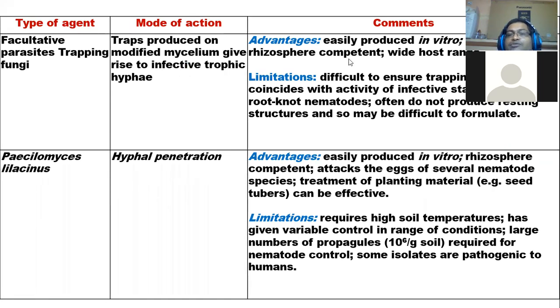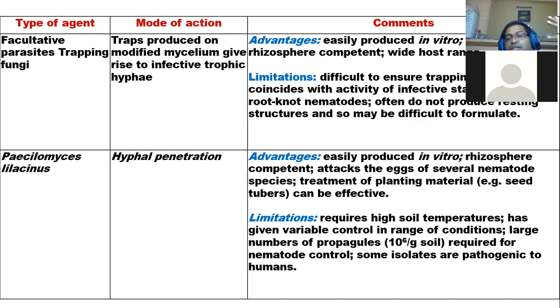So what's the advantage is, especially they are very successful in vitro. It is very difficult on the infective stages of the cyst nematode, right? Root knot nematodes, because they are very hardy. These cyst and root knot nematodes are very hardy, but it can work on juveniles. And Paecilomyces, another one. The nematode trapping fungi, Paecilomyces lilacinus, right? So hyphal penetration can kill. Right? So as advantages again, the rhizospheric component.